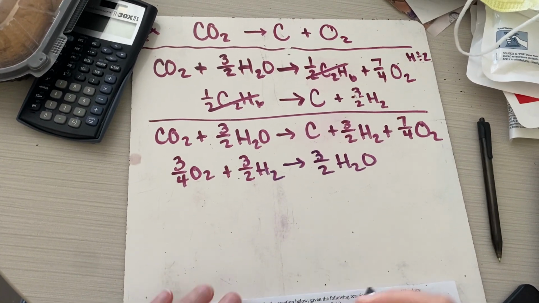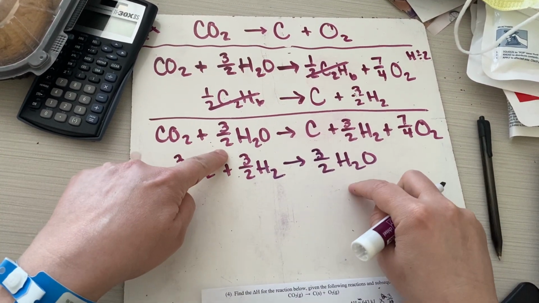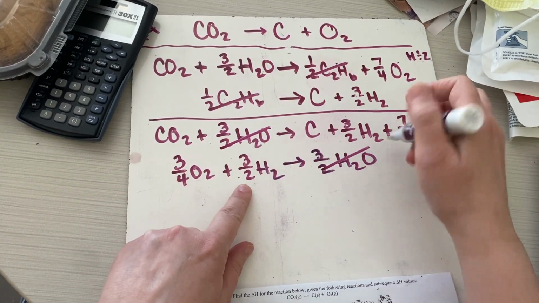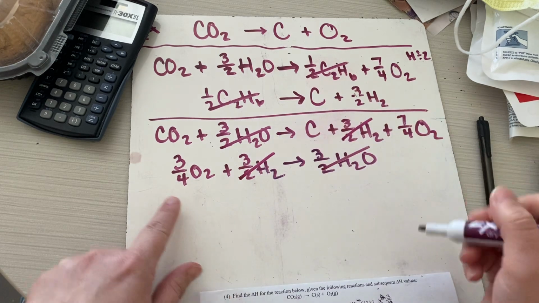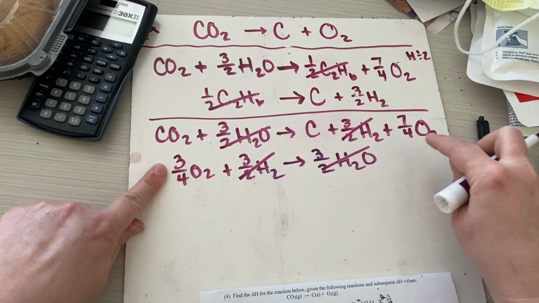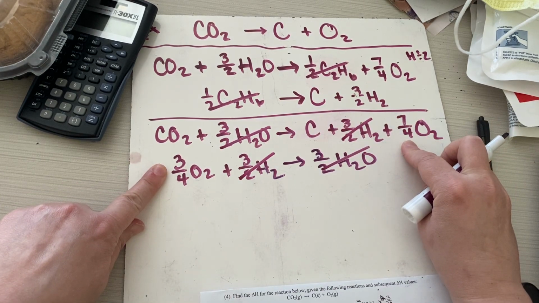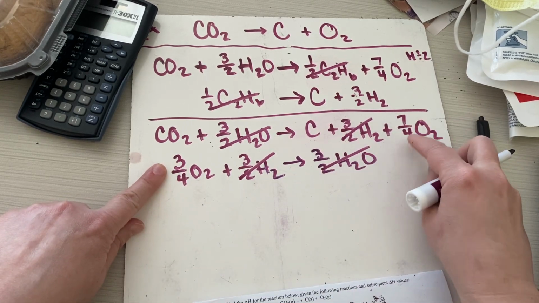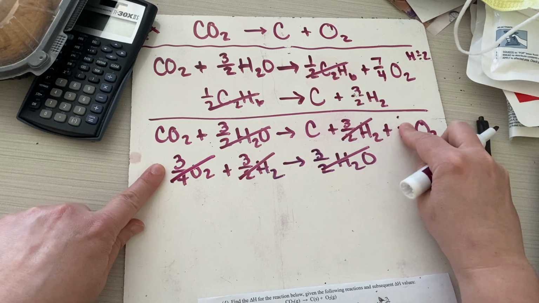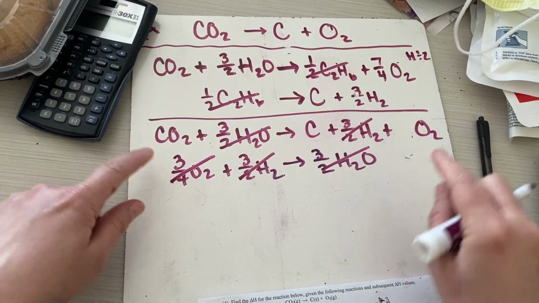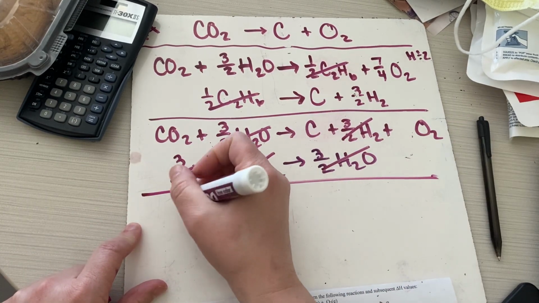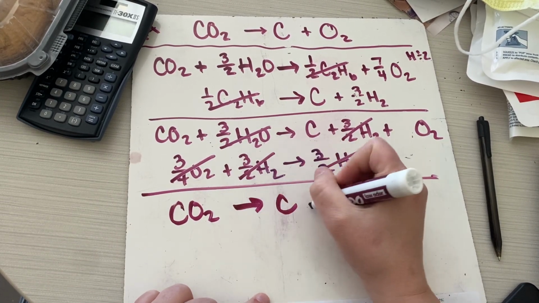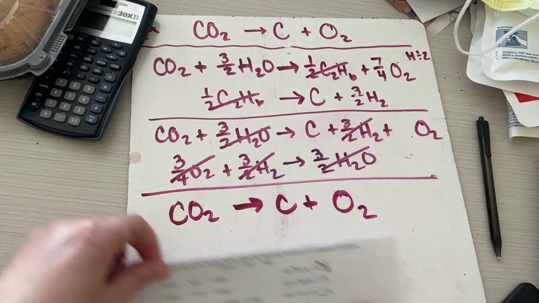Okay, so now, since we have 3/2 H2O on both sides, we can cancel them. Since we have 3/2 H2 on both sides, we can cancel them. And since we have 3/4 of O2 here and 7/4 of O2 here, 7 minus 3 is going to give me 4. So that's 4/4 left, which is just O2. So in the end, when we add these together, we're going to have the CO2 goes to C plus O2.